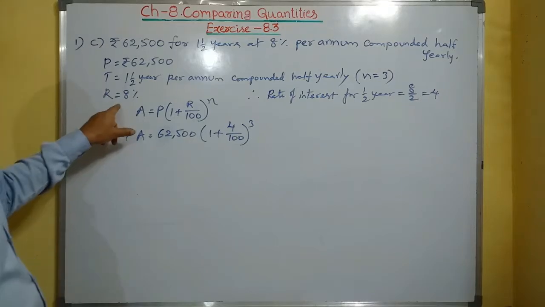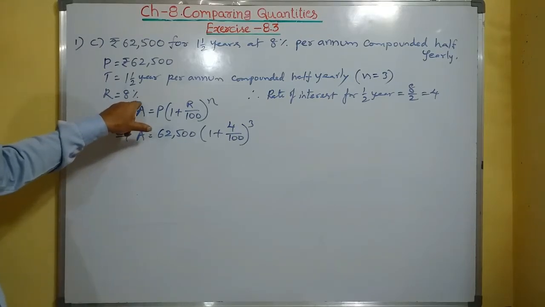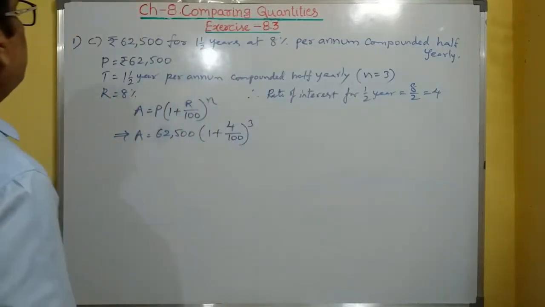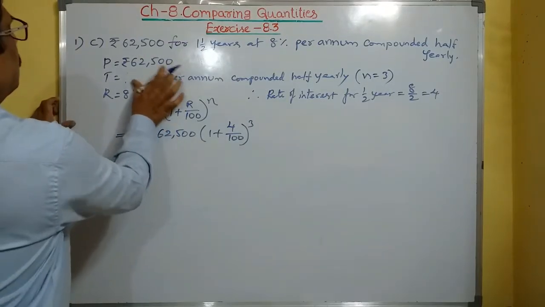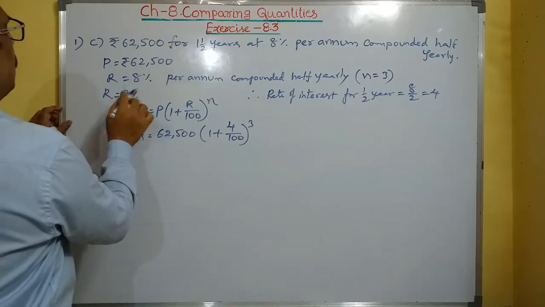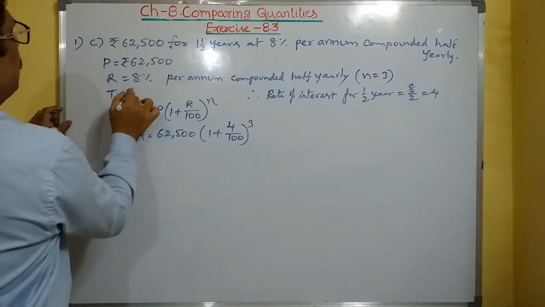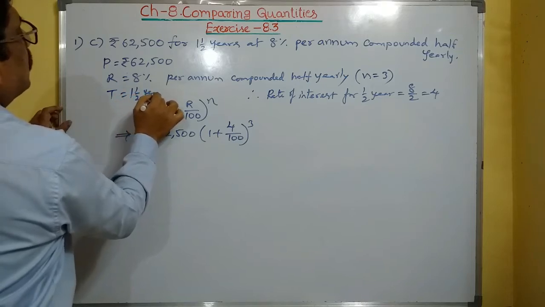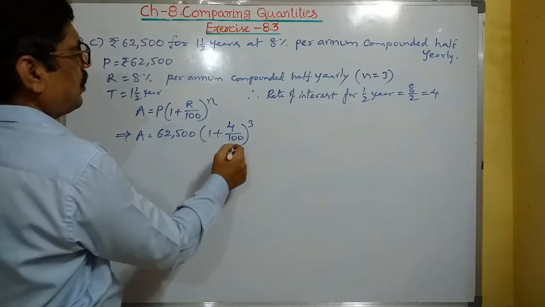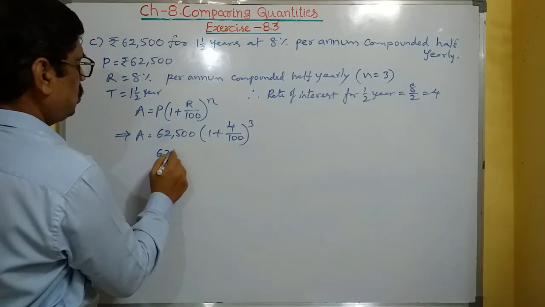Did you understand? R is equal to 8% per annum. This is the rate of interest per year. Okay, per annum. Here T value, let us write T here, 1.5 year. So here 62,500 into 1 plus R by 100 whole to the power of N.